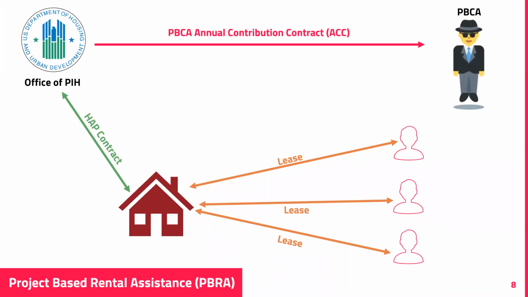On the other side, the Office of Multifamily Housing executes a separate contract called the annual contribution contract with a performance-based contract administrator, who is the one that monitors compliance for the property, which means they're the one monitoring the HAP payment, monitoring that all the regulations are followed.